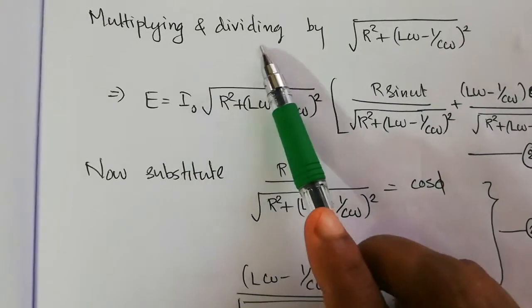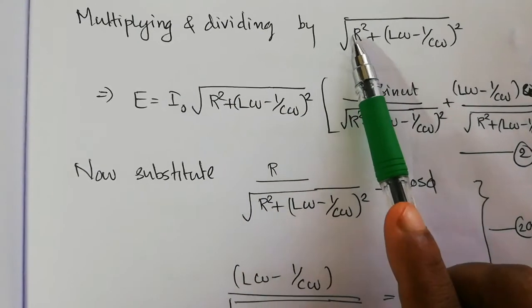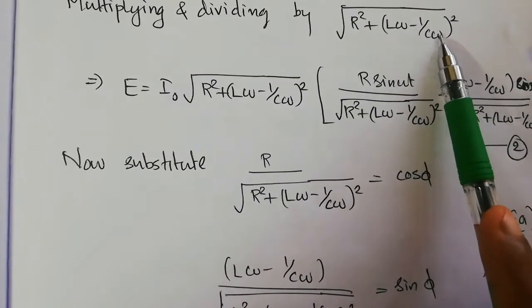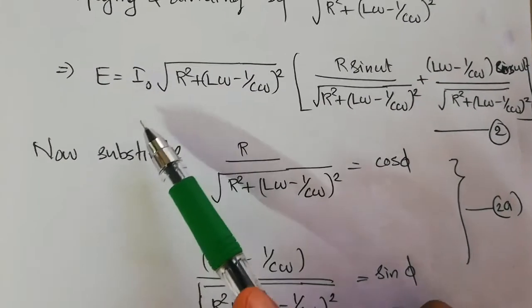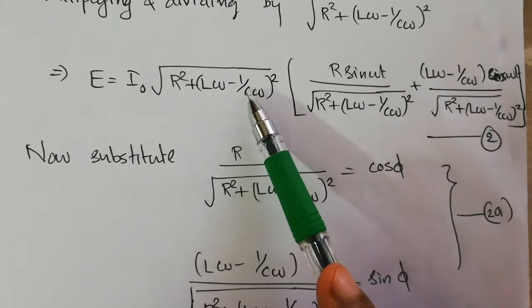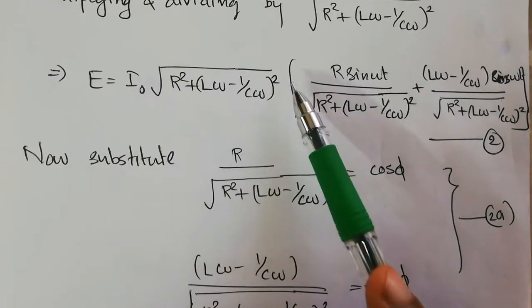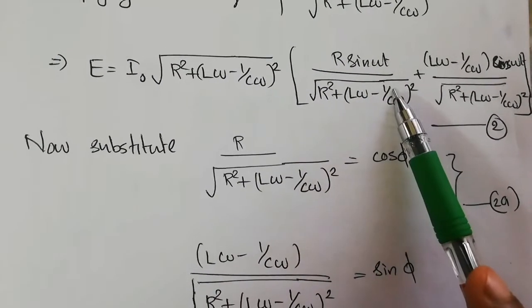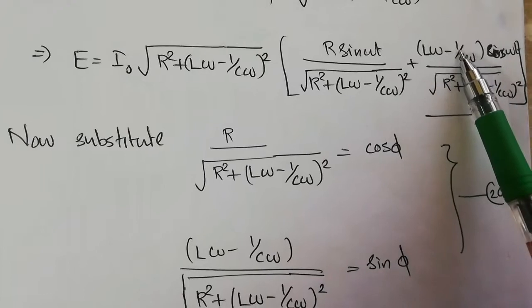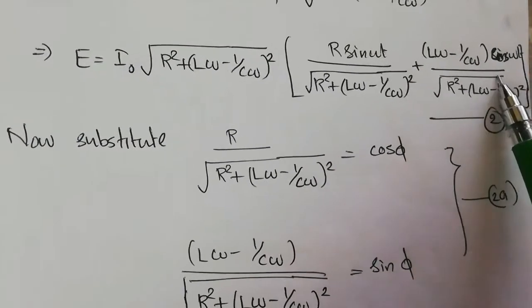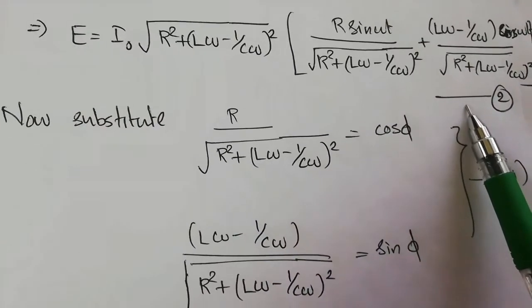Now multiplying and dividing this equation by root of R square plus L omega minus 1 by C omega whole square, we get E is equal to I0 root of R square plus L omega minus 1 by C omega whole square into R sin omega t by the denominator of this term, plus L omega minus 1 by C omega cos omega t divided by root of this term. That is given as equation number 2.